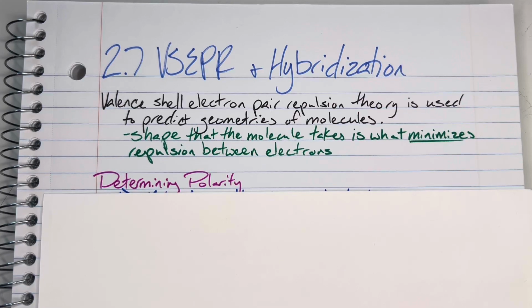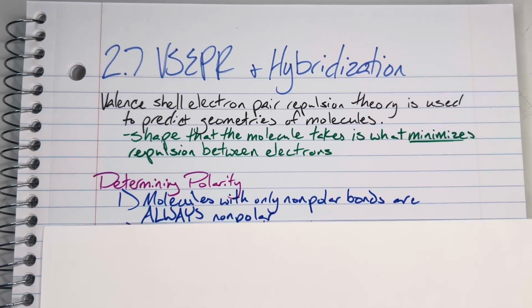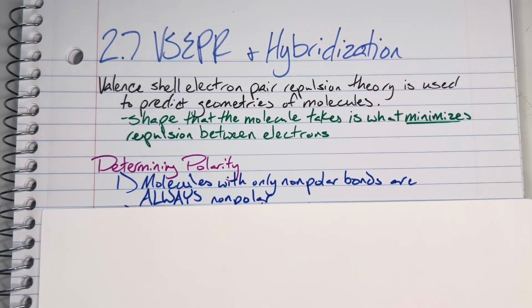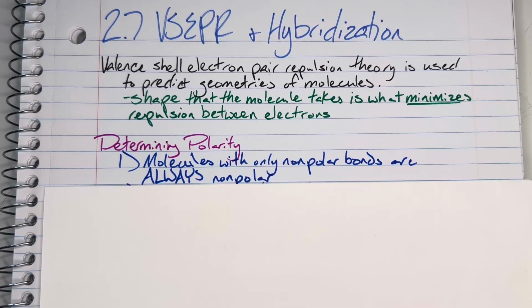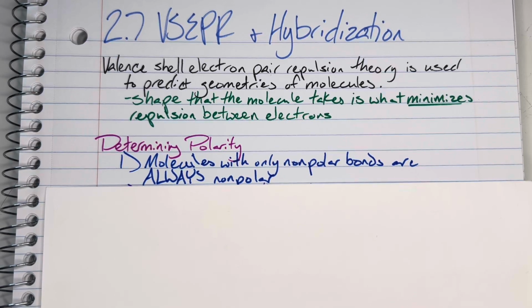When we are dealing with our VSEPR, we are able to determine polarity. And there are a couple of rules for if a molecule is going to be polar or not. The first rule that you need to know is that molecules with only nonpolar bonds are always nonpolar. I don't care what the shape of that molecule is. If everybody is sharing equally, the shape does not matter. It is going to be nonpolar.